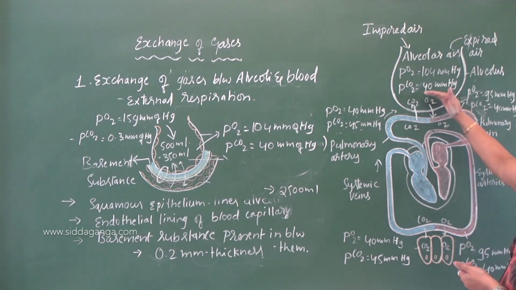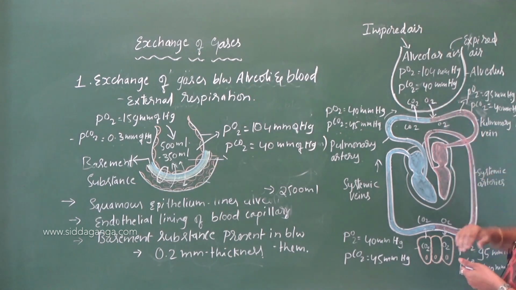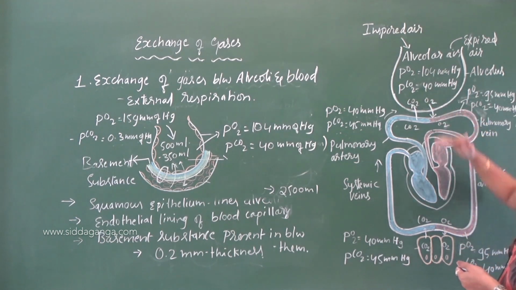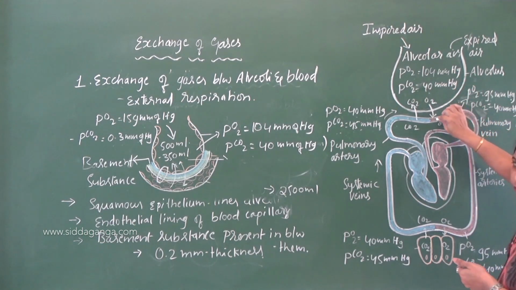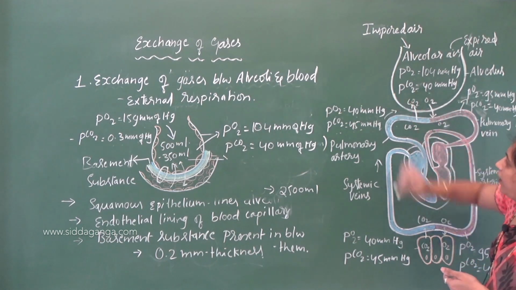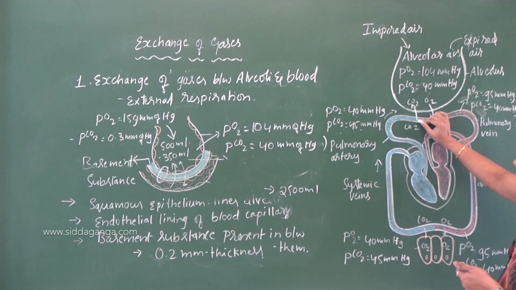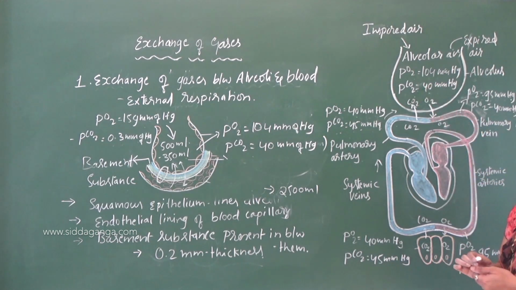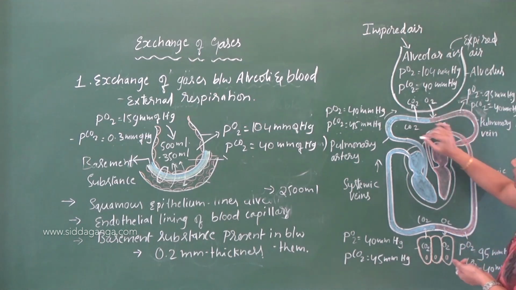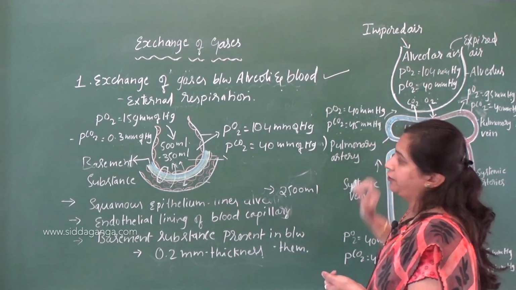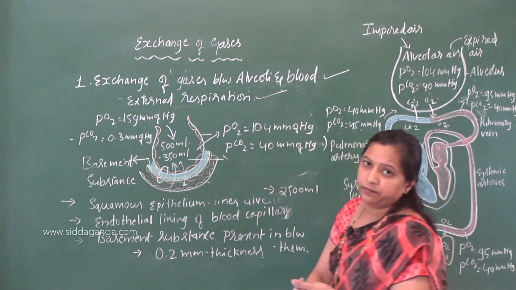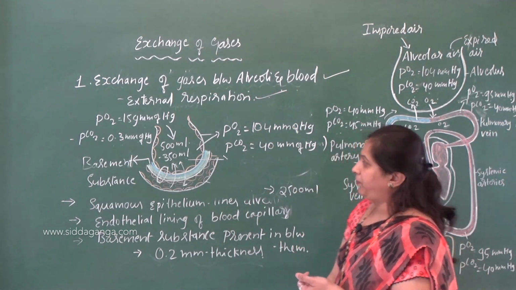Okay, so it is due to the difference in the partial pressure of oxygen and carbon dioxide in the alveoli and the blood that the diffusion of gases takes place. So the oxygen from its higher partial pressure, that is from the alveolar air, diffuses into the blood, which is having a lower partial pressure of 40 mmHg, and carbon dioxide from the blood diffuses into the alveoli. Understood clearly? So this is the exchange of gases between the alveoli and the blood in the pulmonary artery. So this is called what? External respiration. What is it called? External respiration.